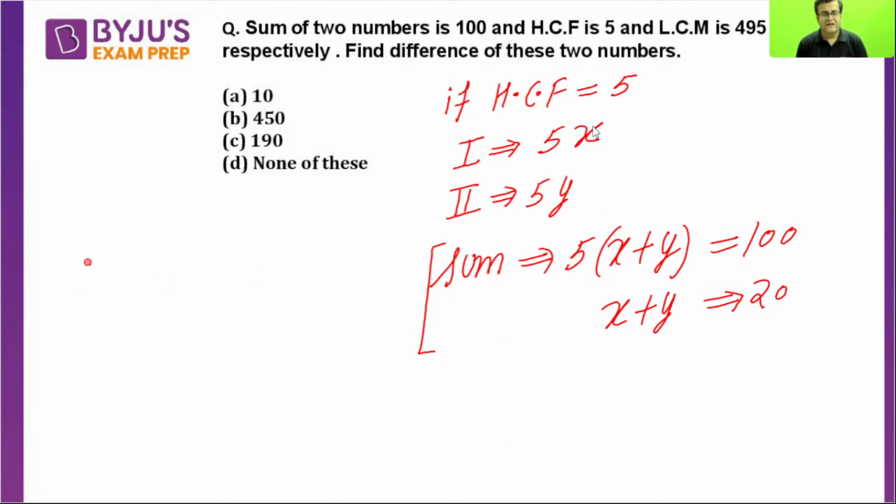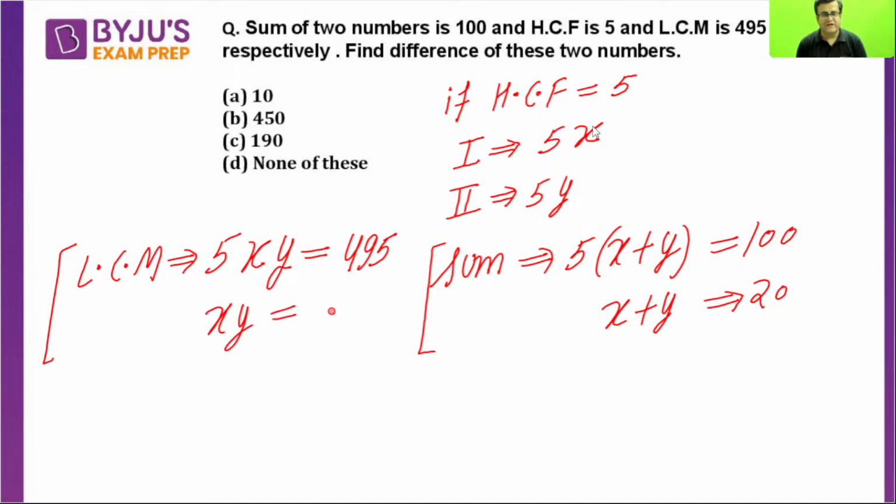Now, LCM of both the numbers. 5 is common in both, take it. Then x in the first, y in the second. So LCM will be 5xy. This is given equal to 495. So 5xy is 495, so xy will be equal to 99. 9 fives are 45, 5 nines are 45. I expect this point is clear.